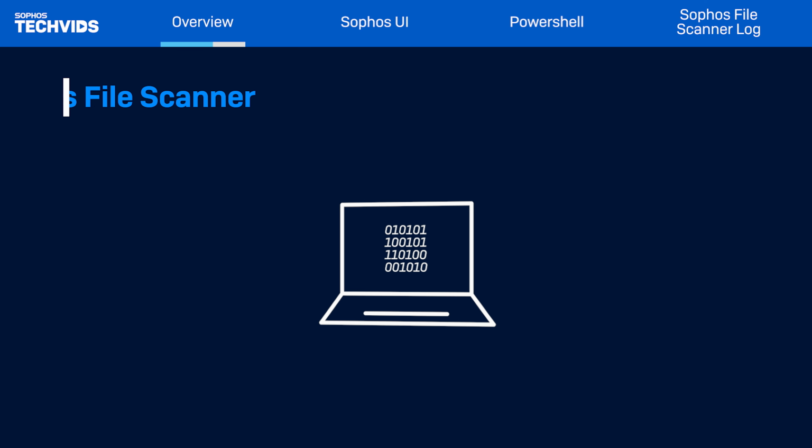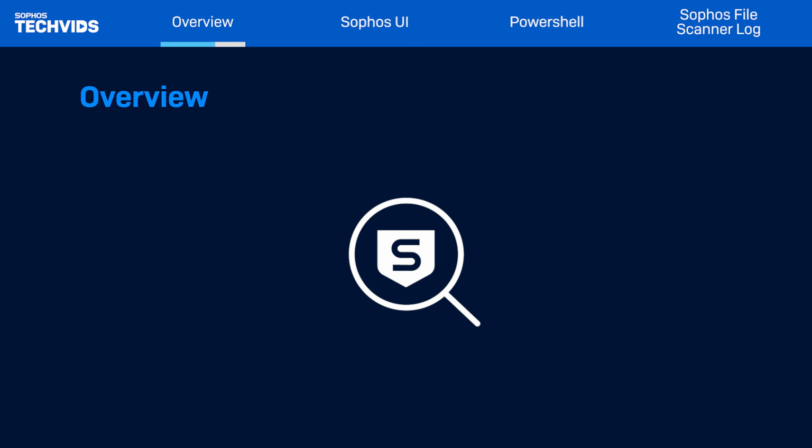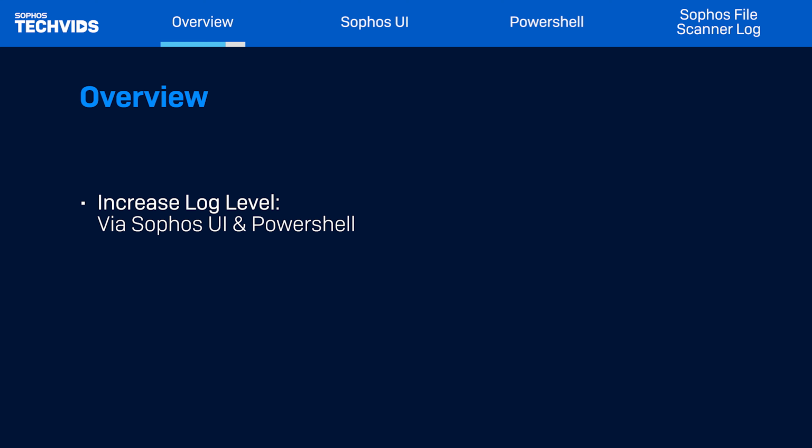Today, I will help you identify which directories and files are being scanned by Sophos File Scanner.exe so that you can create the necessary exclusions to reduce performance issues. First, I will show you how to increase log level through both Sophos UI and PowerShell, which will give us a more thorough log of the files and directories being scanned. I will then go over how to filter the log file to narrow down those files and directories.